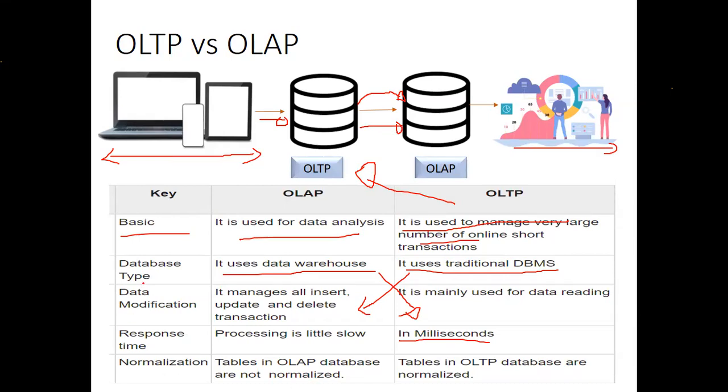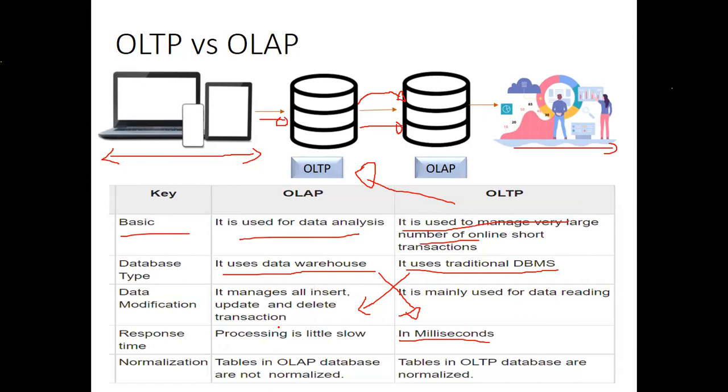Now database type: OLTP uses the traditional database management system, and OLAP uses the data warehouse. What is the data warehouse? Earlier, for managing the data warehouse, we used the same database, Oracle or SQL Server, whatever database you were using for transactions, the same database we used for the data warehouse also.